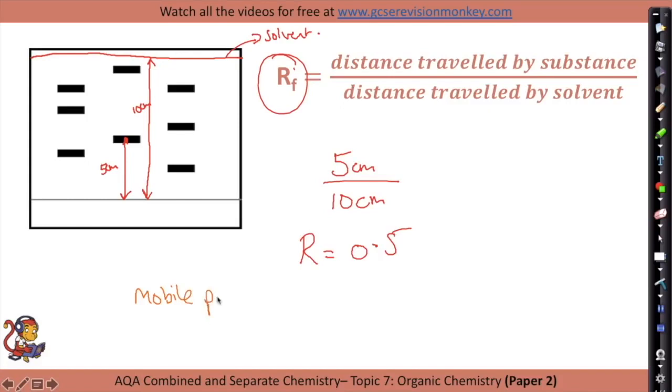With chromatography there are two different phases. There are the mobile phase and the stationary phase.